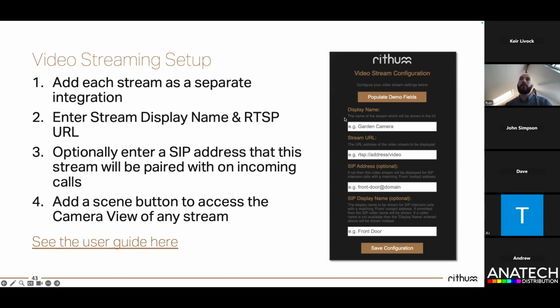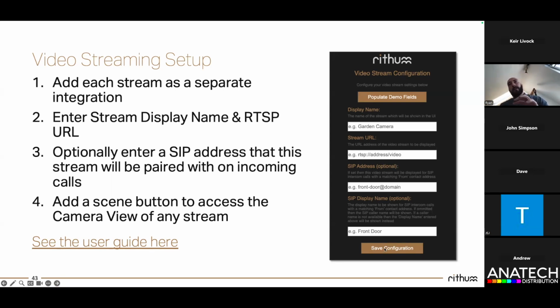But you enter your display name, so that's what's going to show as the stream name, and the stream URL, pretty self-explanatory. And then optionally, you can add a SIP address and SIP display name. There's some helper text here to talk you through how these work and the logic behind them. But essentially, this will pair that video stream with a call from that SIP address, so that you can say, right, this video stream, I want to show when a SIP call comes from this SIP address. And then you can give it a friendly display name for that SIP call.